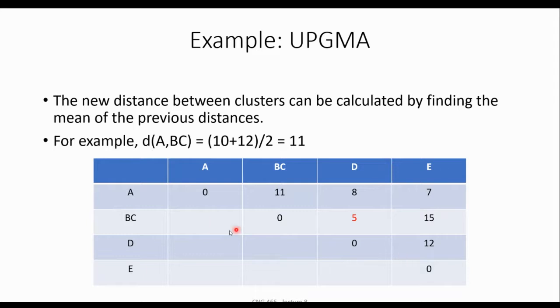Now we have a new table. We should repeat the same procedure. It means that as soon as you update your table, find the minimum value inside your table. Here, this is 5. So it means that I consider now D in the same cluster with BC.